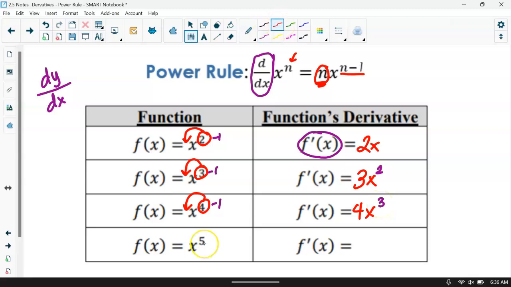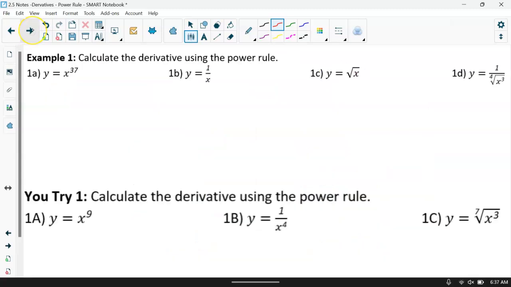So what do you think x to the fifth is going to be? 5x to the fourth. That is the derivative of x to the fifth. Bring down the exponent as your coefficient and subtract 1 from your exponent. So this is the power rule for calculating a derivative when you have a power. Here, again, we're calculating the derivative. For x to the 37th, our derivative would now be 37x to the 36. 37 times x to the 36.